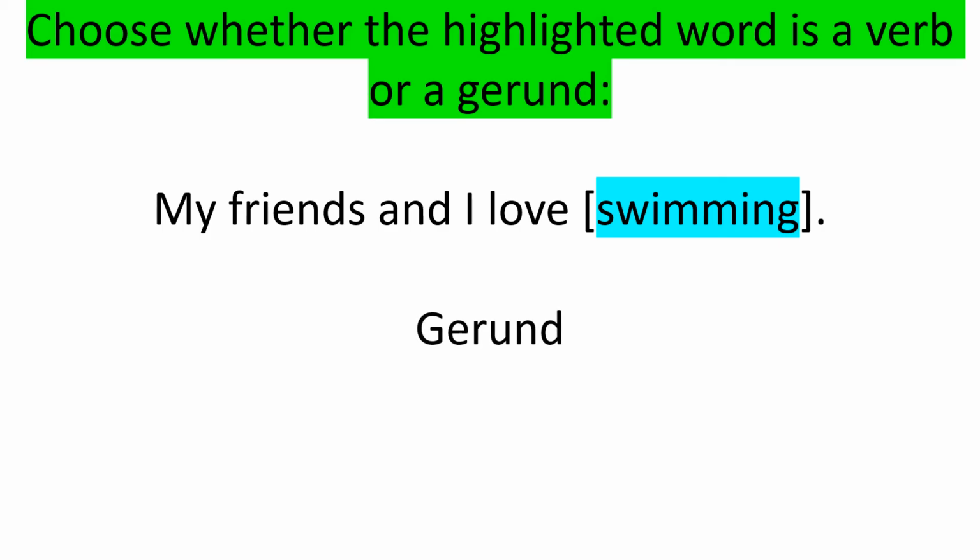It has to be a gerund. Now you're thinking, but teacher, that's a verb. That's helping. Oh, it's not helping it. That's not an auxiliary verb. Your auxiliary verbs have to be am, is, are, was, were, and will be. It's not one of those.